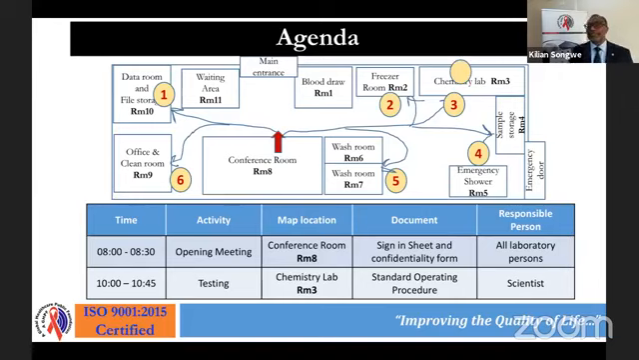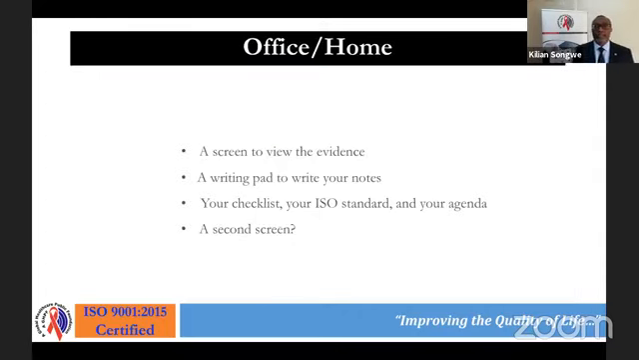So this is what is going to be shared between the auditor and the auditee, so that there is a very good understanding and there is a very good use of time. So I would be working most probably from my home or my office. I need to have a screen that can allow me to see the evidence as it is being shown. I need to have a writing pad where I can take my notes. But most importantly, I need to have the criteria document. In this case, it's going to be the ISO standard to which the objective evidence is being sought from.